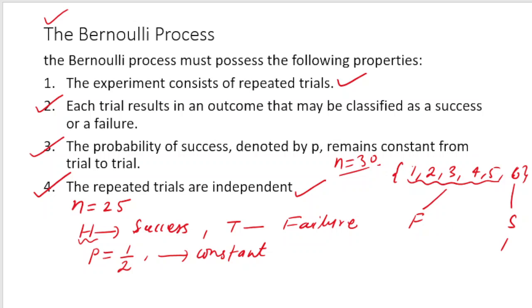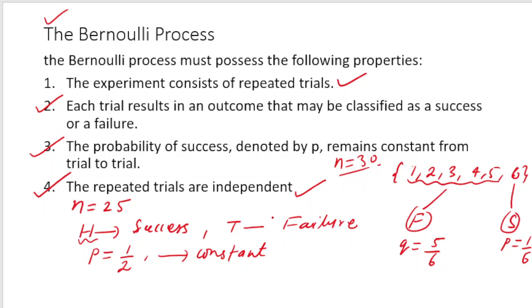So what is the probability of success? P. Probability of success P is 1 by 6. And if you allow me to write probability of failure as Q, it will be 5 by 6. So each outcome is associated with either a success or a failure. So if I am getting anything from 1 to 5, it means I am failing. If I am getting 6, means I am succeeding.